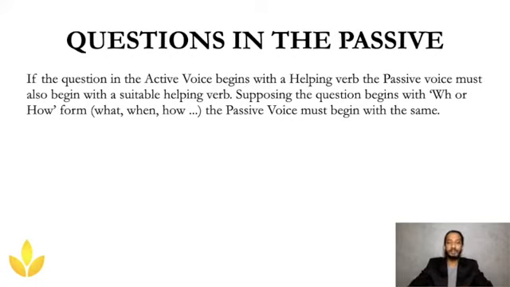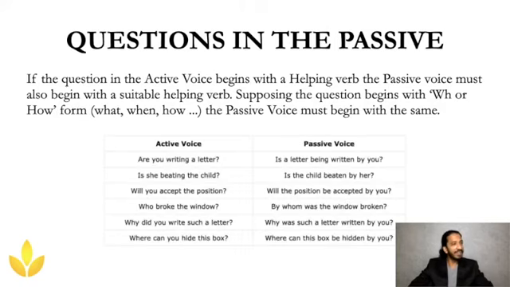So in an active voice, if you say, are you writing a letter? In the passive voice, you will ask the same, is a letter being written by you? Similarly, we'll see more examples now. So, is she beating the child? Is the child being beaten by her?